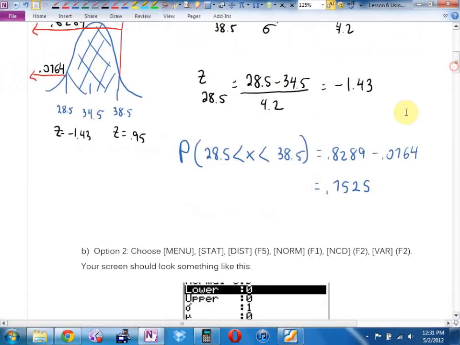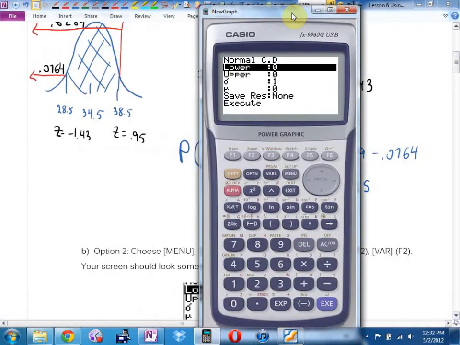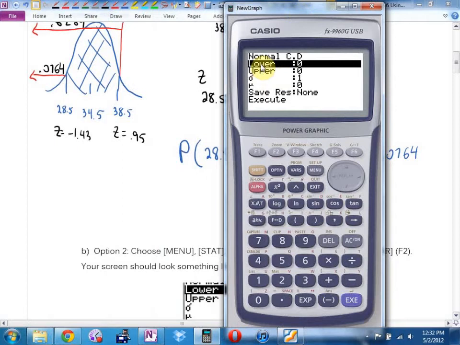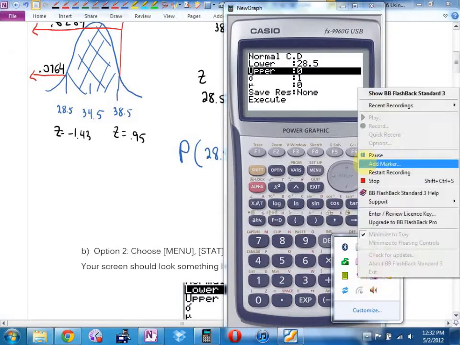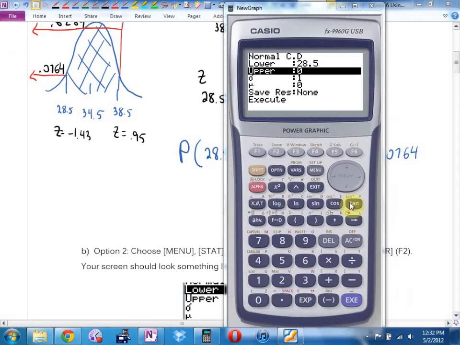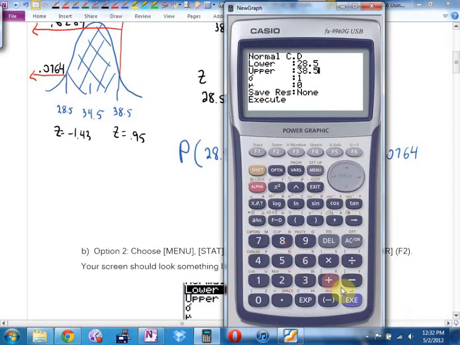Let me scroll up a little bit. What's the first category? What does it say right here? Can you read that to me? It's asking, what's the lower value that you want? 28.5. You might have hit something twice accidentally. Hang on. What do you think the upper value is? Look at our picture. 38.5. Down arrow, or enter. Okay.